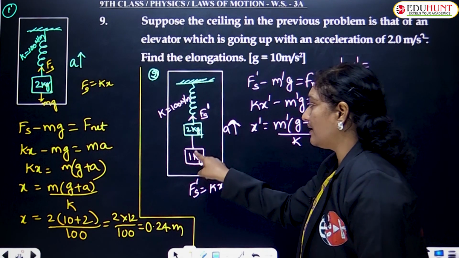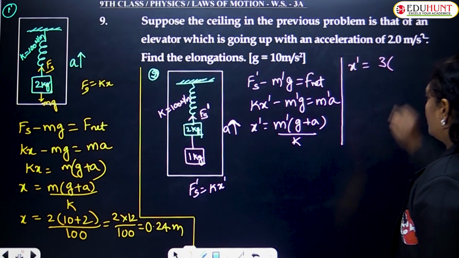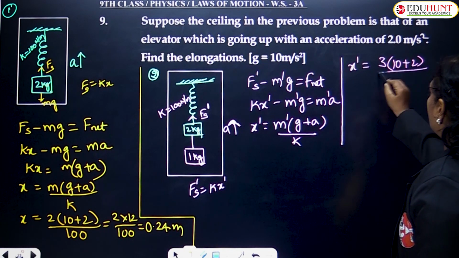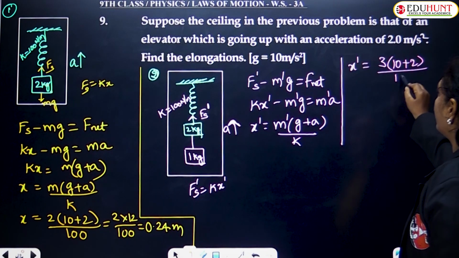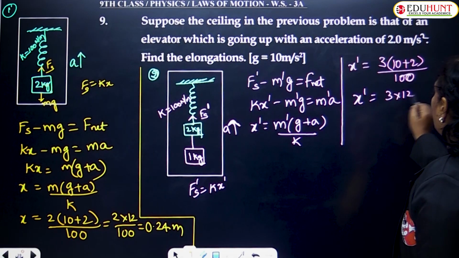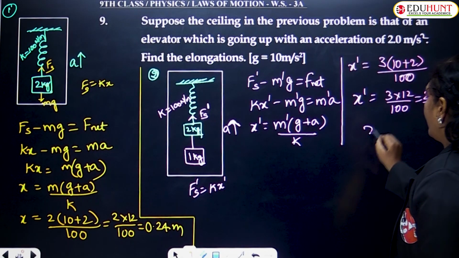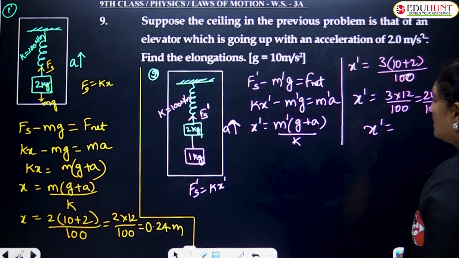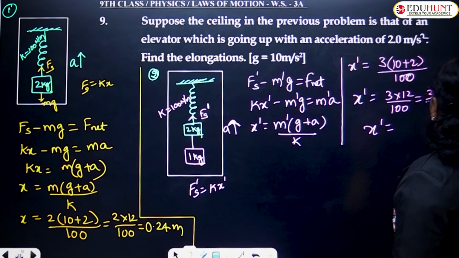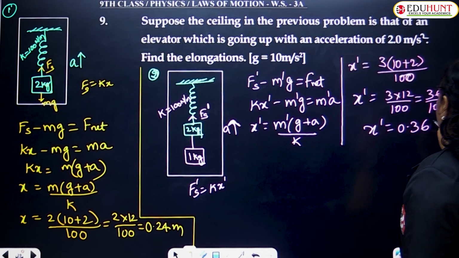Along with the 2 kg, 1 more kg is there, totally 3 kg mass into g. The value of g is how much? 10. Acceleration is 2, the value of k is now 100, so x dash is found to be 3 into 12 upon 100. That is 36 upon 100, or x dash is equal to 0.36 meters.